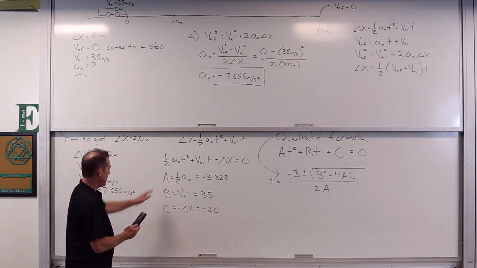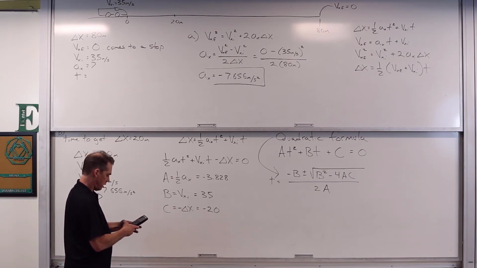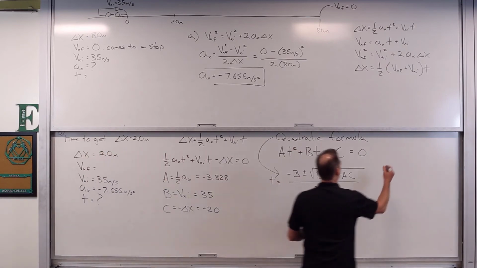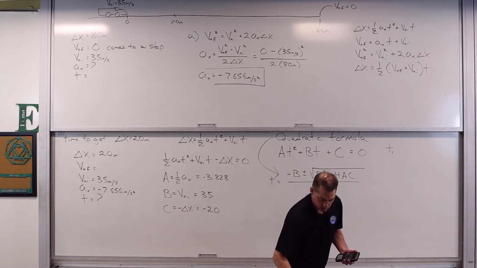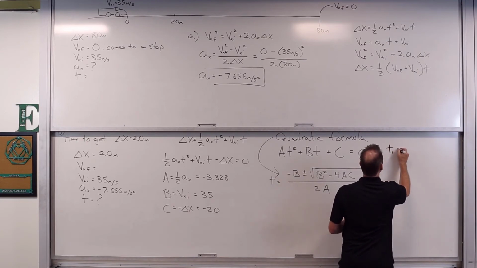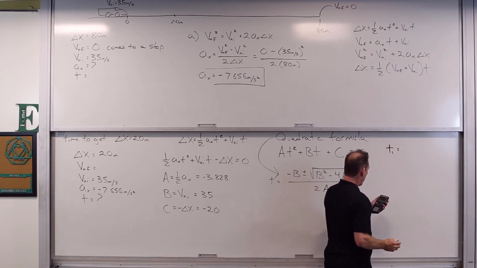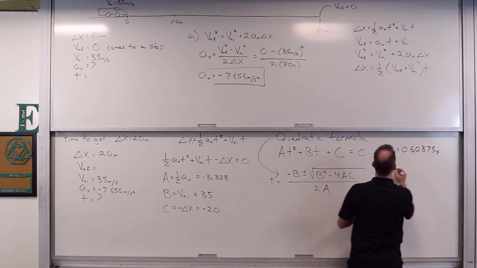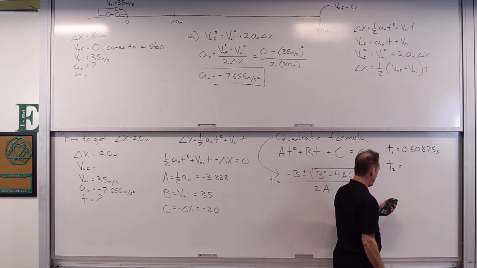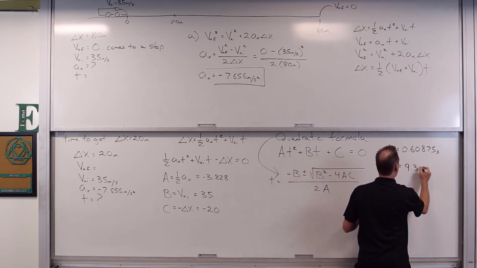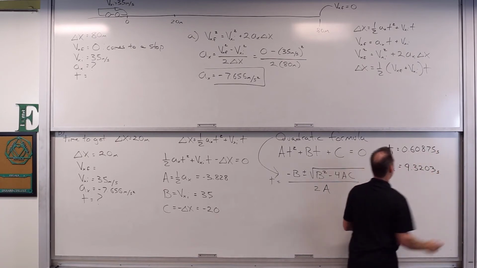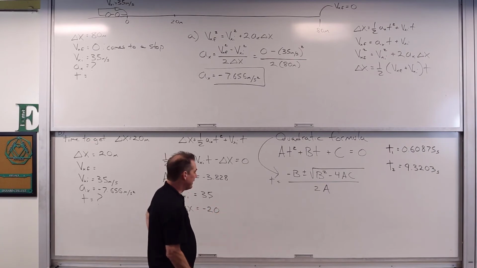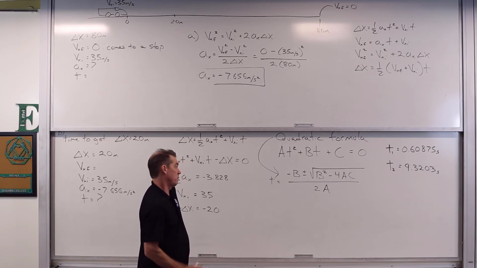Negative 3.828 for A, B is 35, and C is negative 20. And I get 2 answers. So I get that T1 is going to be equal to 0.60875 seconds, and T2 is going to be equal to 9.3203. I'm keeping some extra figures here, that's okay. But we've got these 2 times, both positive and both real. So what does that mean? Shoot, which one's right? And why is there 2?